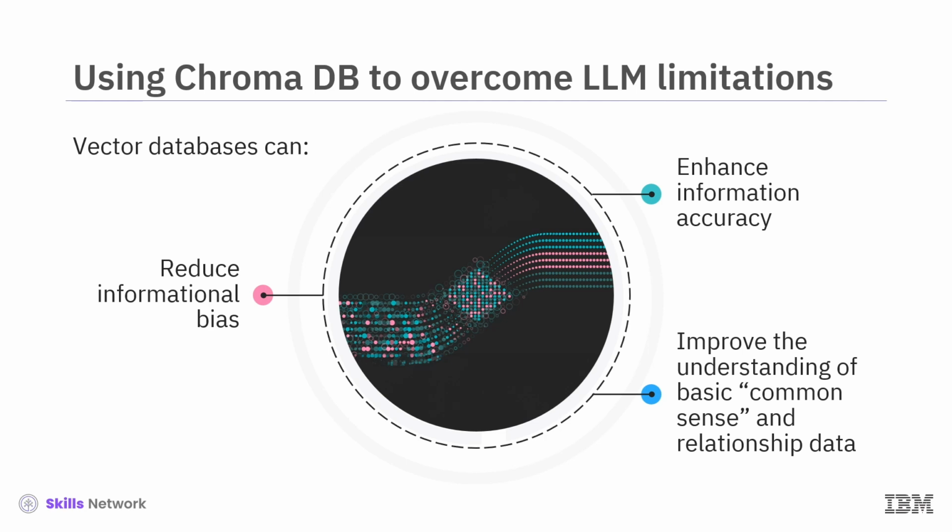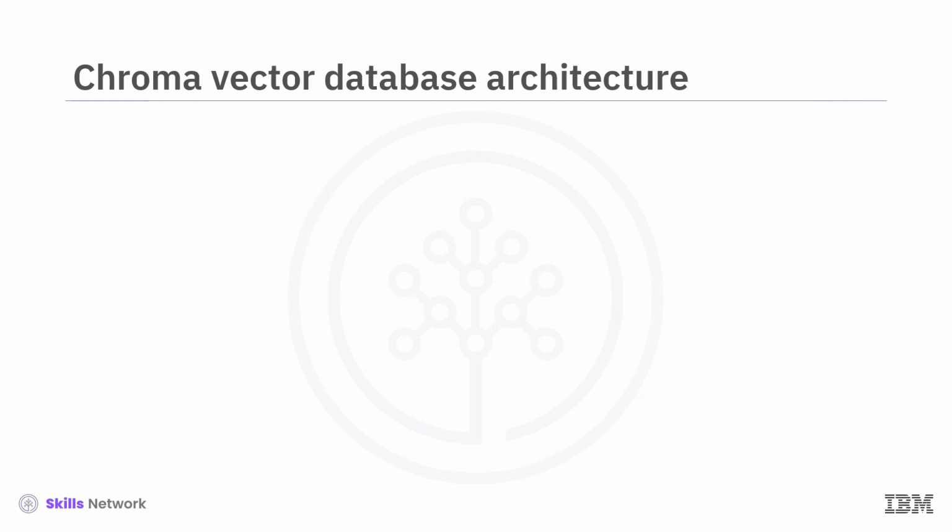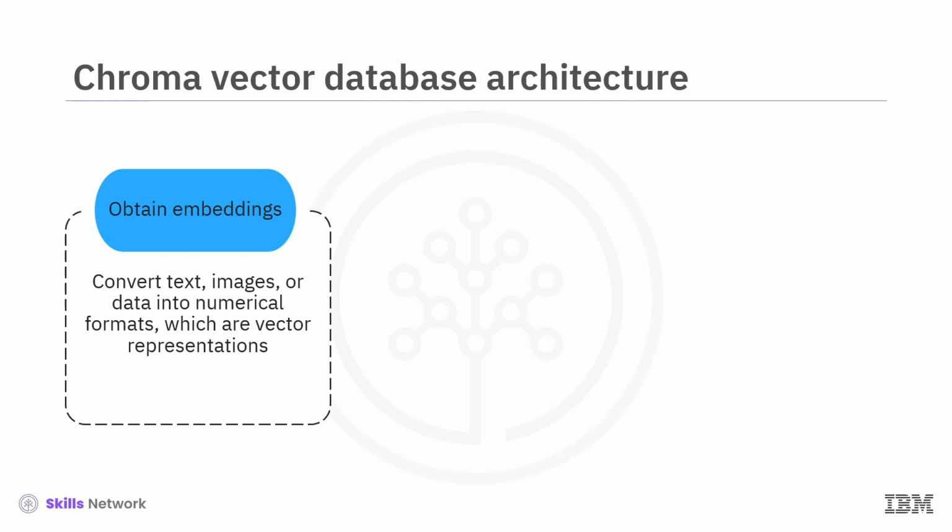Next, check out Chroma's vector database architecture. Chroma vector database architecture works in multiple phases. During the first phase, you'll obtain embeddings. During this phase, you'll convert text, images, or data into numerical formats, which are vector representations.